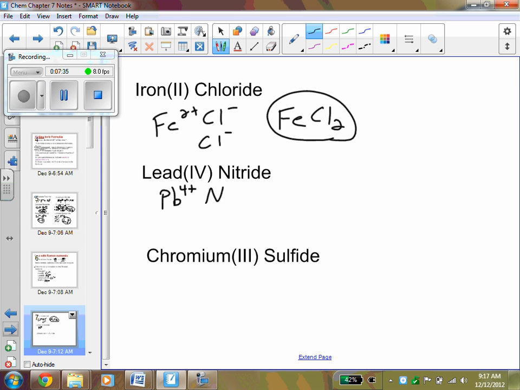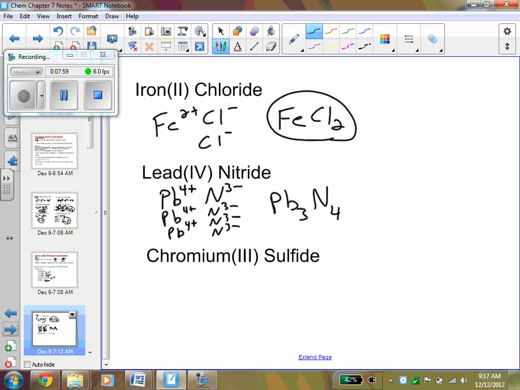Pb4+ and nitride is 3-. So what number does 4 and 3 both go into? The lowest one, that's 12. So I'm going to need a couple of Pb4+s for a total of 12, and then I need 3 more nitrides. So I have Pb3 and N4. Now, let me point something out on this one.